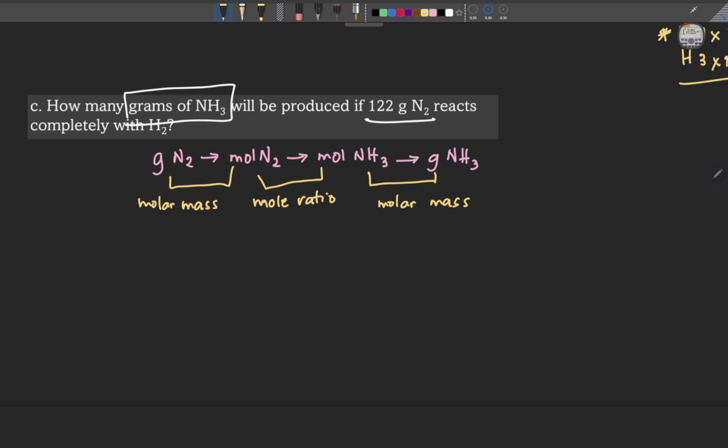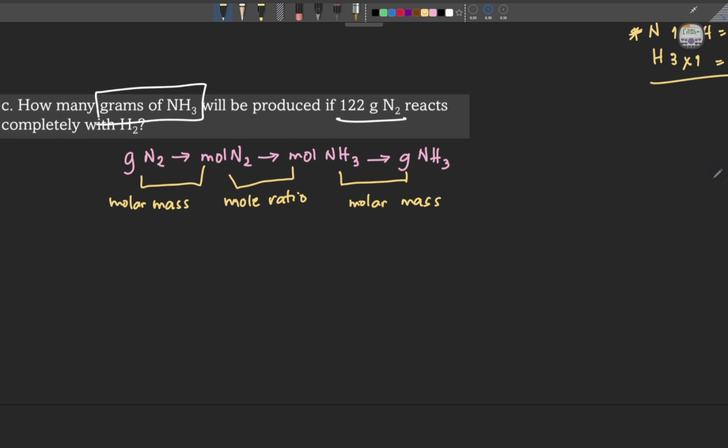Okay, so let's get first the molar mass of what we will be using. N2 is equal to 28 gram per mole. NH3 equal to 17 gram per mole. Okay, these are molar masses. So it will be easier to convert that. But sometimes you will not use it. That's why it's just molar mass.